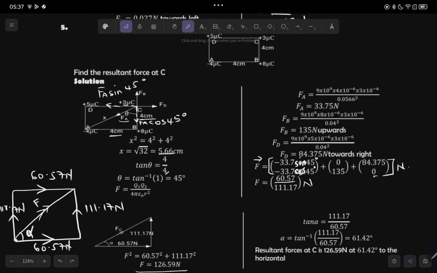Then for the angle, we shall use tan because we have the opposite side and we have the adjacent side. So tan alpha is 111.17 divided by 60.57. When you apply the tan inverse, we get 61.42 degrees. Therefore, the resultant force at C is 126.59 newtons at 61.42 degrees to the horizontal.